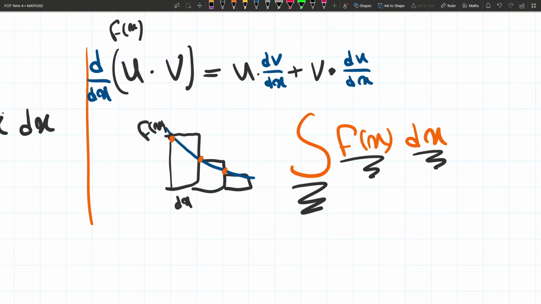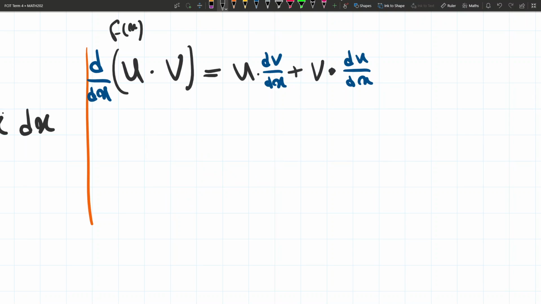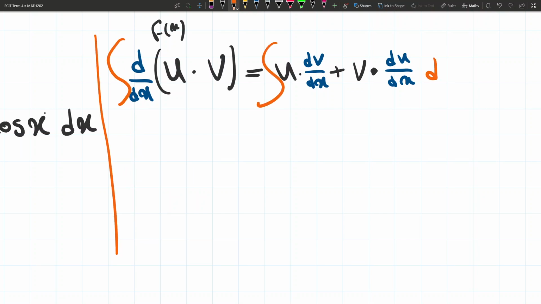So if we try using this formula and putting it over here, so we integrate both sides, then look what happens. We integrate this part, and we integrate this part, and of course times it by dx.